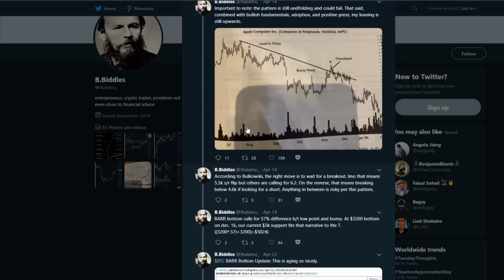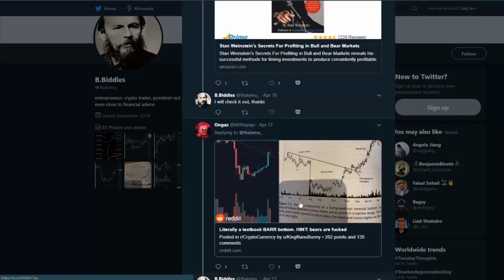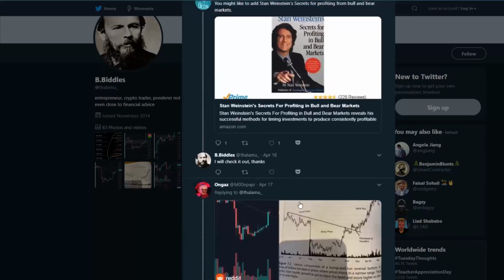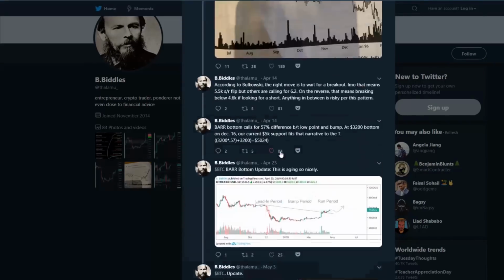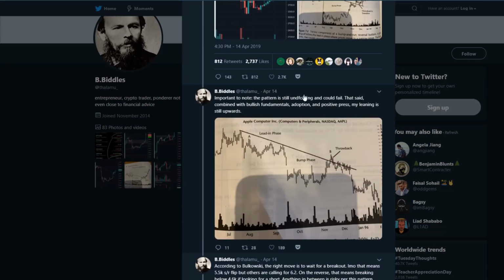based on all of the fundamentals, let's go ahead and find out where he says this in his tweet. Full credit to him for finding this. Everybody really didn't know about this until he brought this up. He talks about somewhere down here, I can't seem to find it right now, but here it is. Important note, the pattern is still unfolding and could fail, and so on. This is before it actually happened. That said, this is what he said back on the 14th. Today is the 7th of March, excuse me, May, so this was about 3 weeks ago.